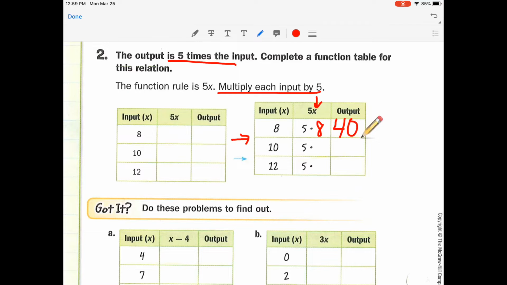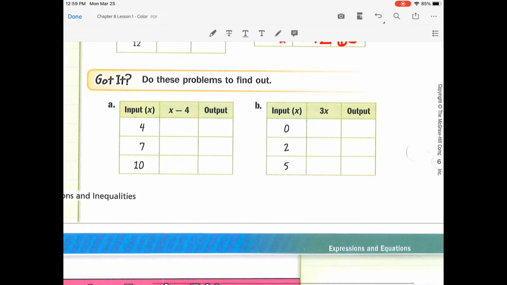And then I'm going to replace my x again, 5 times this number, 10, which is 50. And then I'm going to take this number and replace it with my x, which makes it 5 times 12, which is 60. Okay, so basically we're just following the rules.